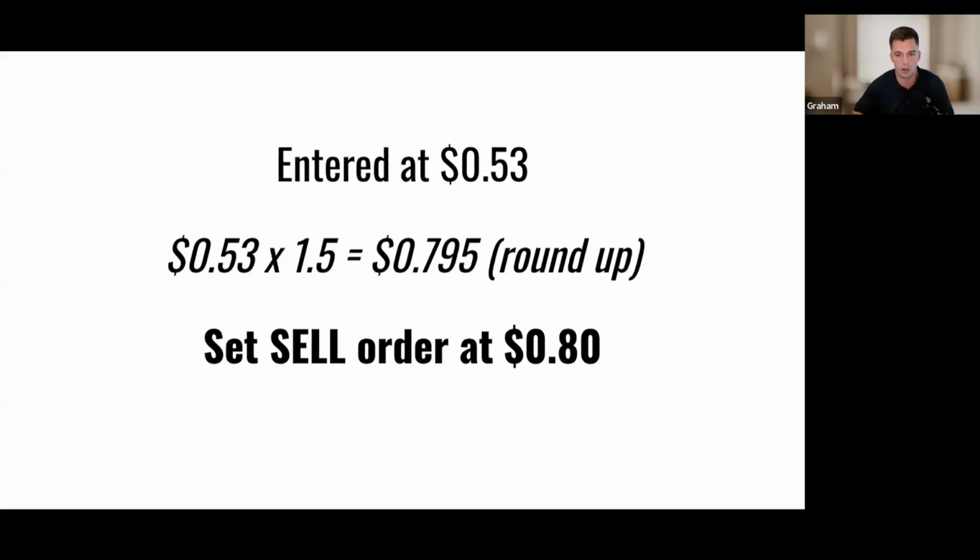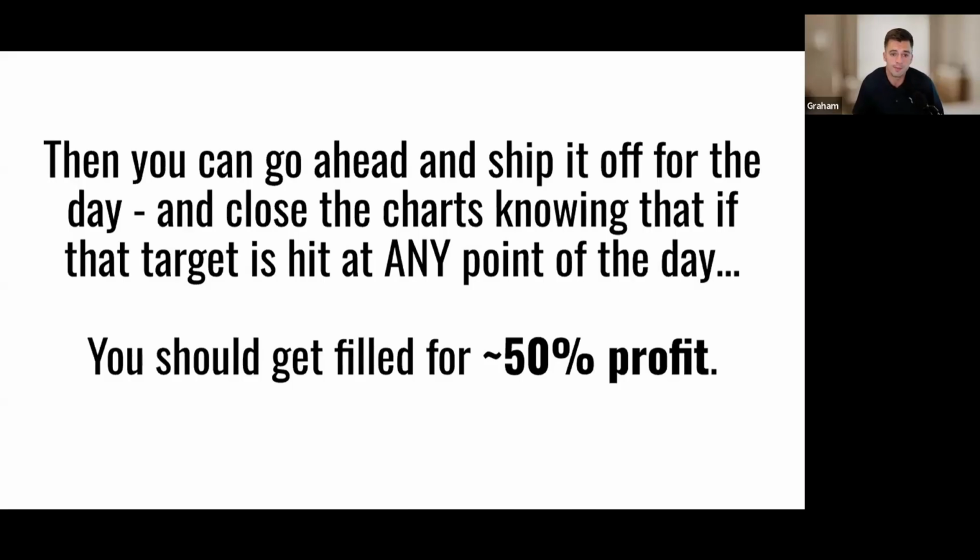Now let me throw you a trick curveball question here. What if you entered at 53 cents? Well, you multiply that by 1.5 and you get 79 and a half cents. An odd number, you can't sell it for 79 and a half cents. So we just round up. So you'd set your sell order at 80 cents in this scenario, which would be about 51% return on investment. But I always round up when it's an uneven price.